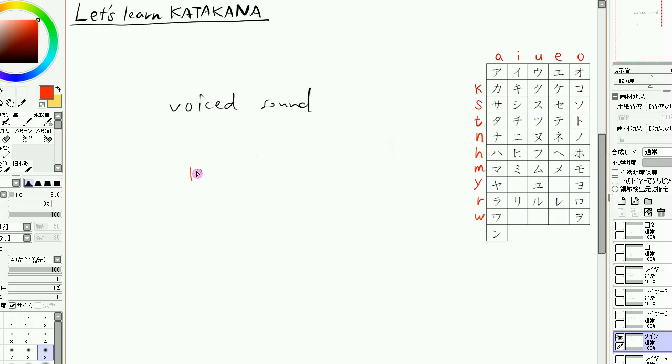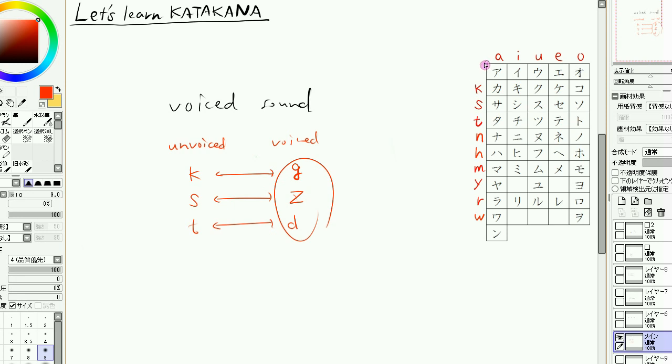So for example, K, S, or T, these consonants are called unvoiced or voiceless sounds. The voiced sound that corresponds to K is actually G. What corresponds to S is Z, I guess. And for T, that would be D, like that. So you know these voiced sounds.